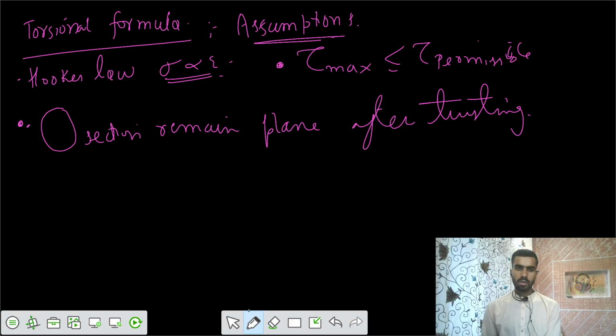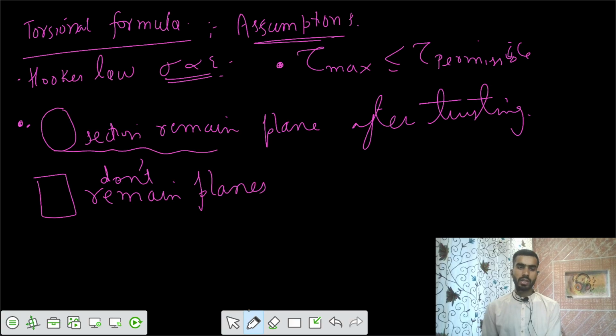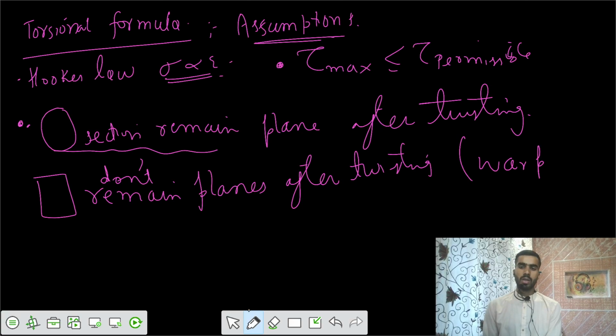If you use any other section, it would not remain plane. That's why we study only circular sections, and we use only circular sections most of the time, because other sections do not remain plane after twisting. They show the property of warping.